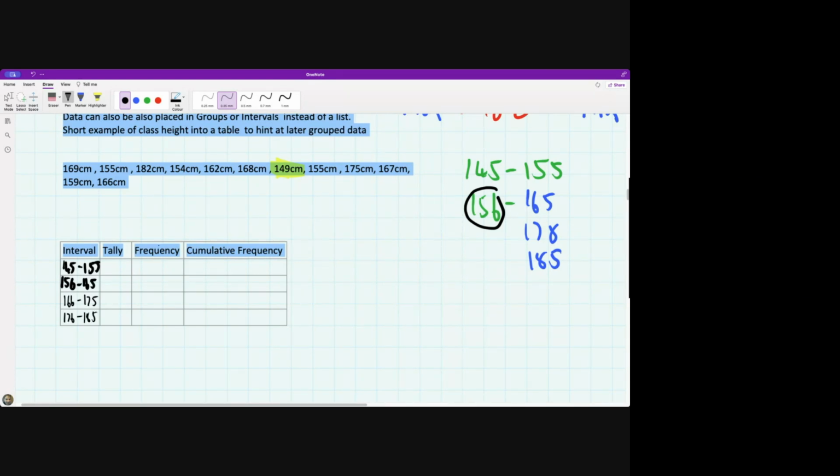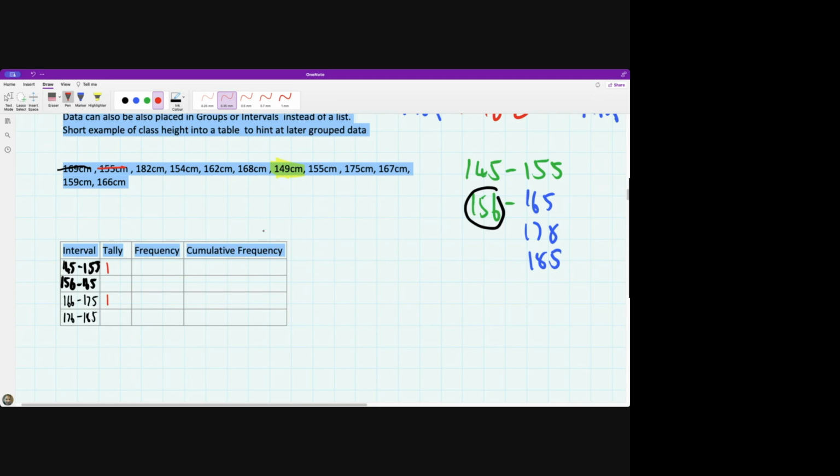All right, I want you to complete this tally table. So the way the tally table starts is you take 169 and you say, which one would that be in? It would be in this one over here. Where would 155 be? It would be in that one.